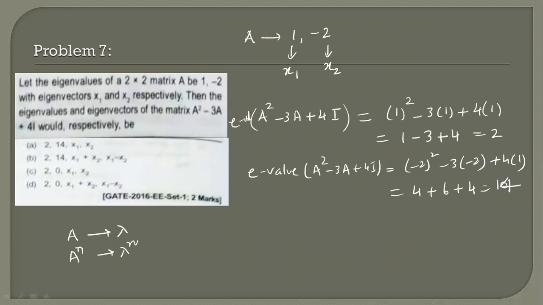Two options are given, A and B. Why A? In this case, if the eigenvalue corresponding to A is lambda and the eigenvector is x, then A to the power n has eigenvalue lambda to the power n. The eigenvector does not change. The eigenvector is always kept the same. No change in the eigenvector in any algebra of eigenvalues. Always remember this point. It means eigenvectors are not going to be changed. So the correct answer will be 2 comma 14, x1 and x2. The eigenvectors will be x1 and x2 for this matrix also.